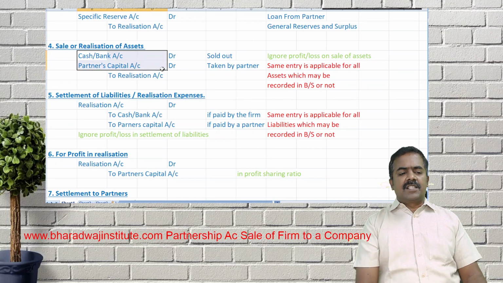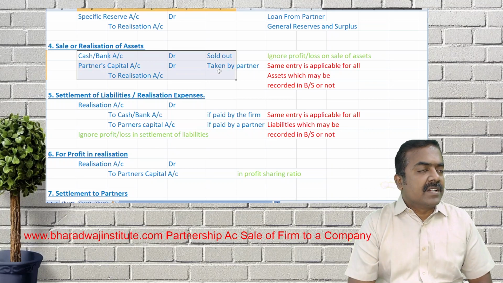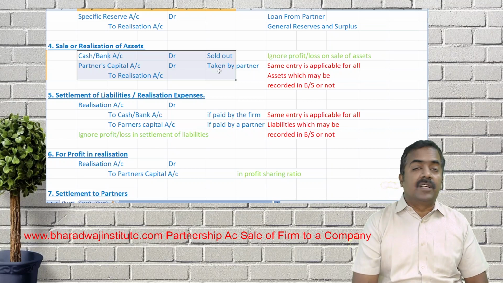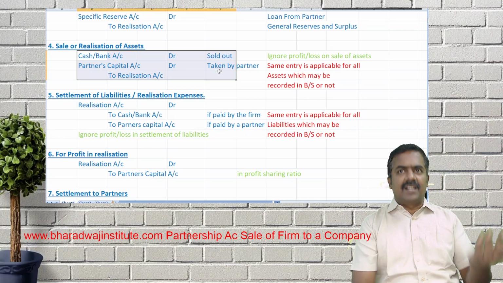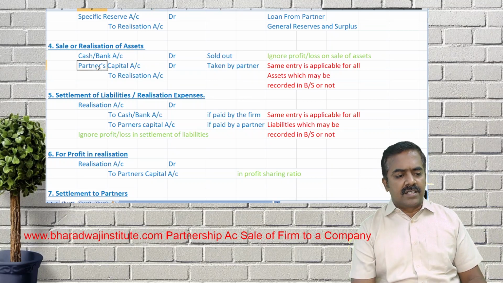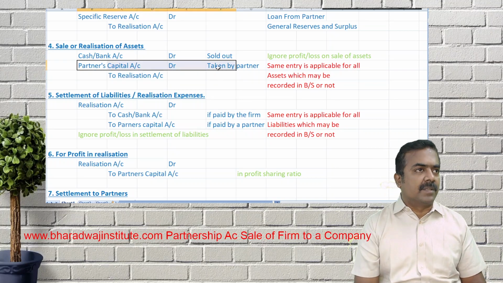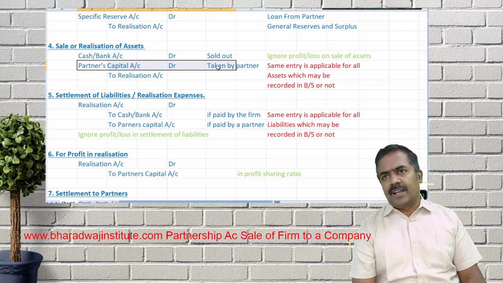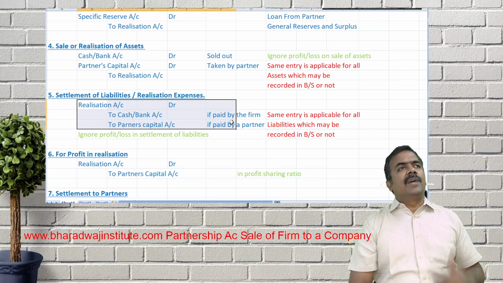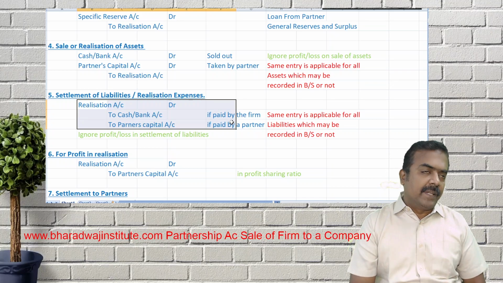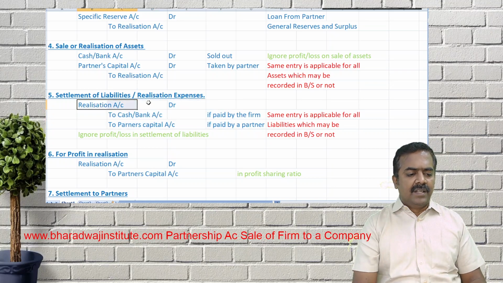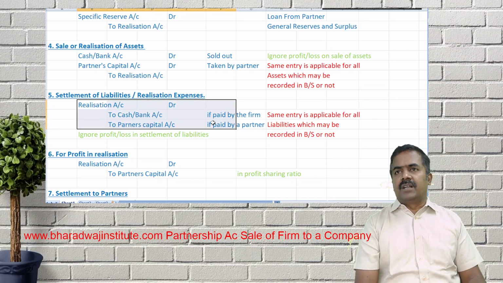Then some assets may not be taken over by the company. In such case, what should the firm do? You should sell the assets. What is the entry for selling the assets? Cash or bank account debtor. Sometimes partners may agree to take over some assets. So partners capital account debtor, like that it will come to realization. Sometimes all liabilities may not be paid by the company or taken over by the company. If it is paid by the firm, what is the entry that will come? Realization to cash or bank to partners capital, like that.